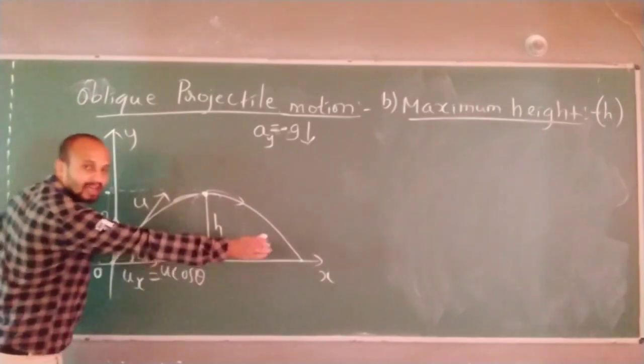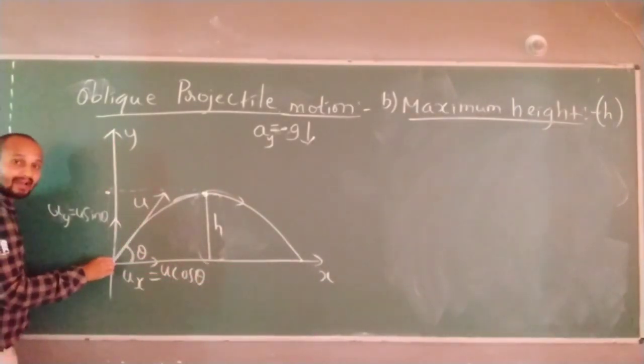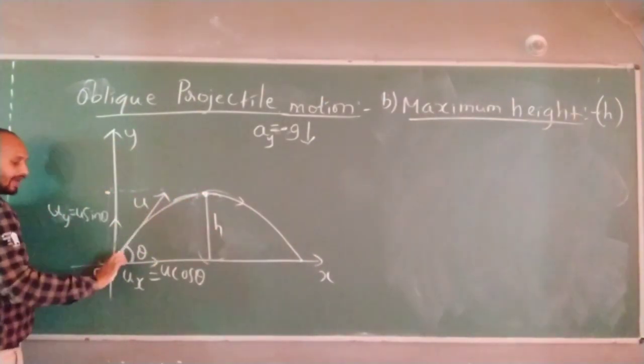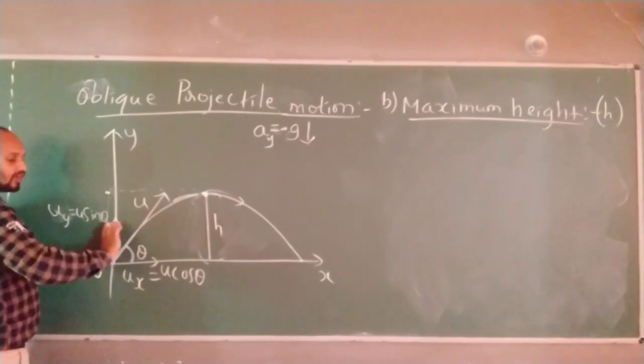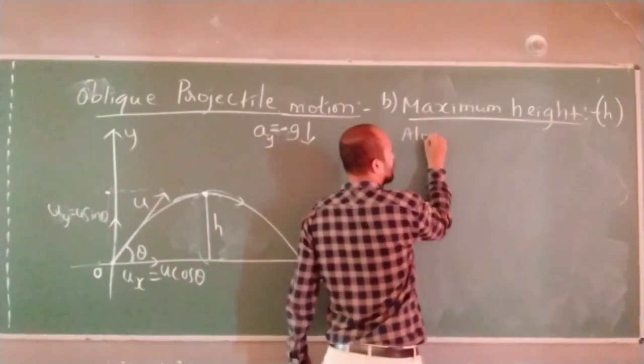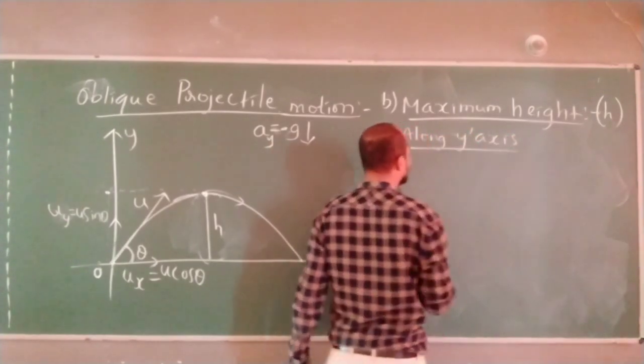Again, forget about the x-axis, look at the y-axis. The particle in the y-axis will travel from this point to this point, that is h. You have to find the distance h. How am I going to find it? Again, along the y-axis.